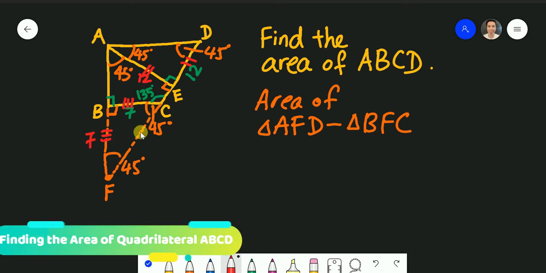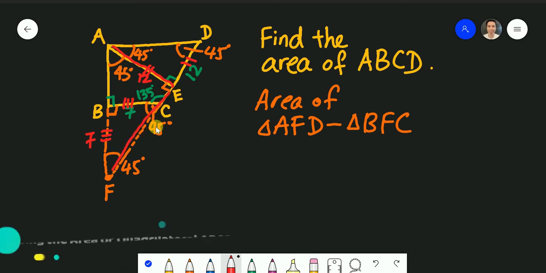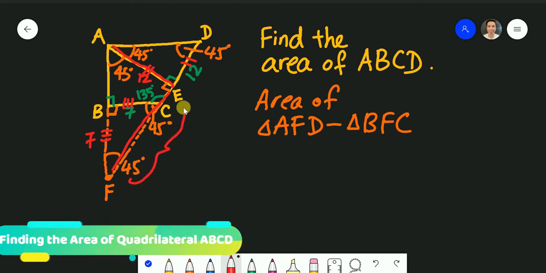All right. And actually we can find one more length, which is FE. How do we find FE? If you see clearly, FE and AE have the same angles here, 45 and 45. So which means that my FE is 12 cm also. Alright, so now we have the base FD.